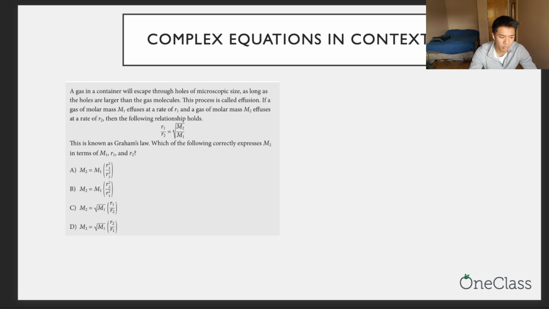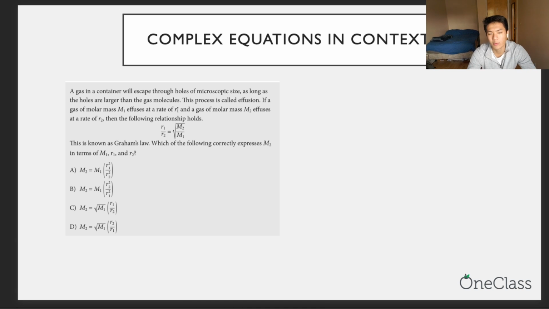This is going to be seen even more so by our next question. So the next question says, a gas in a container will escape through holes of microscopic size as long as the holes are larger than the gas molecules. This process is called effusion. If a gas of molar mass M1 effuses at a rate of R1 and a gas of molar mass M2 effuses at a rate of R2, then the following relationship holds. R1 over R2 is equal to the square root of M2 over M1. This is known as Graham's law. And the question says, which of the following correctly expresses M2 in terms of M1, R1, and R2?